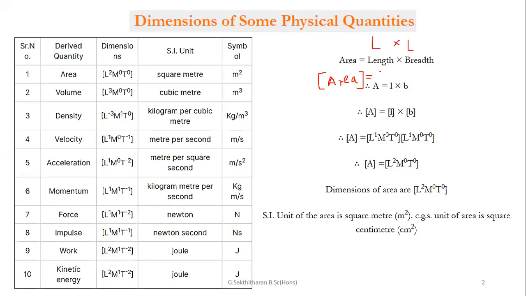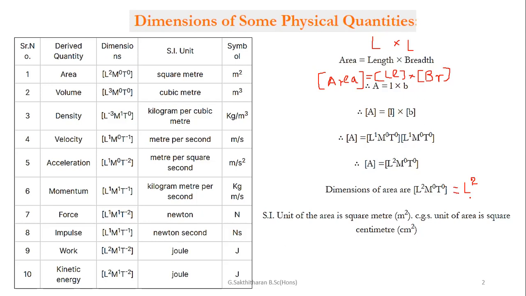Dimension of length and dimension of breadth. So the dimension of area is L into L. So finally we get the dimension of the area, L square. So finally we should write like this, L square.